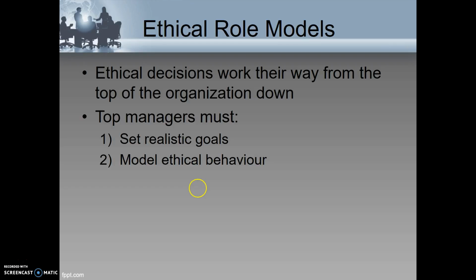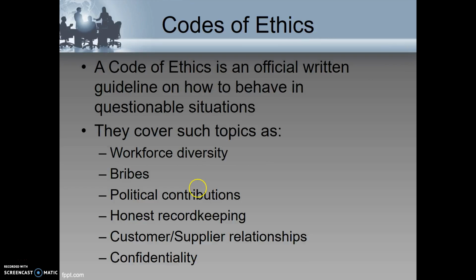And the second is to model ethical behavior. Again, it's been proven that employees won't do as I say, but not as I do. You have to model it yourself to get employees to buy in. The final one is a code of ethics. This is a written guideline on how to behave in questionable situations.